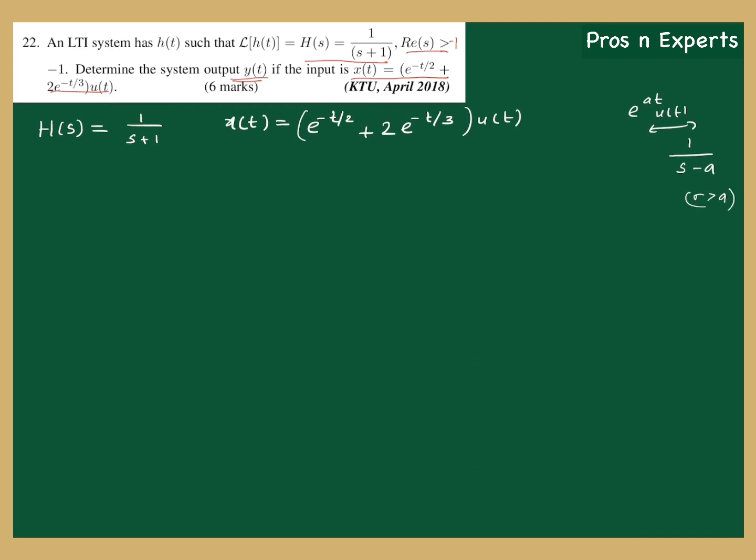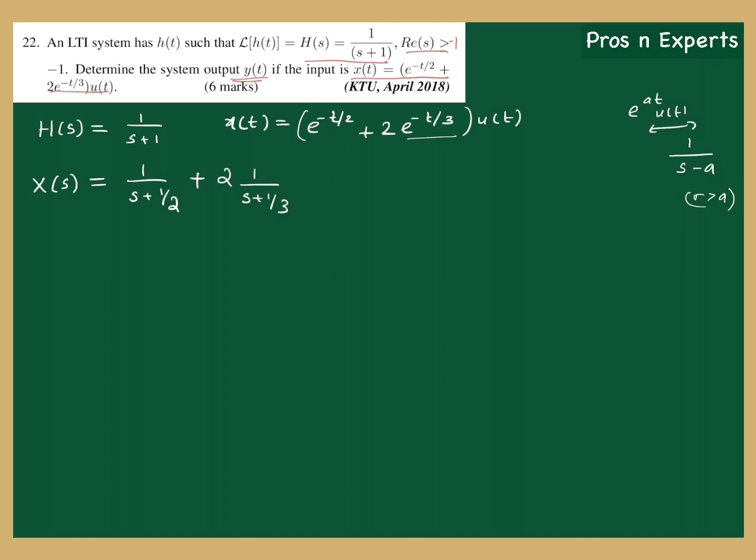Okay, so we can right away find X of s, the Laplace transform of the input signal. What is the Laplace transform of e raised to minus t by 2 u of t? It should be 1 by s plus half, plus 2 times, what is the Laplace transform of e raised to minus t by 3? It is 1 by s plus 1 by 3.